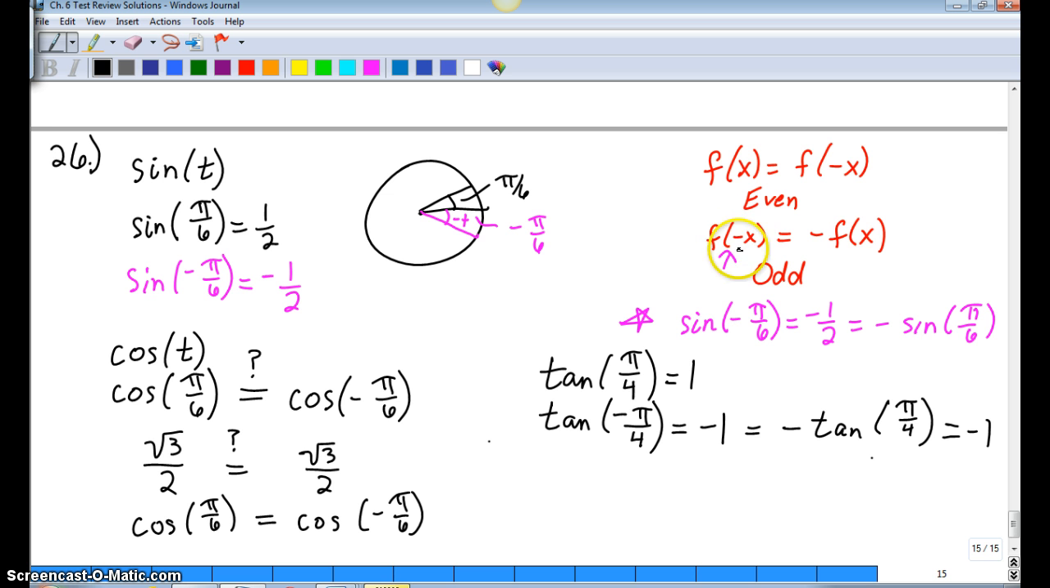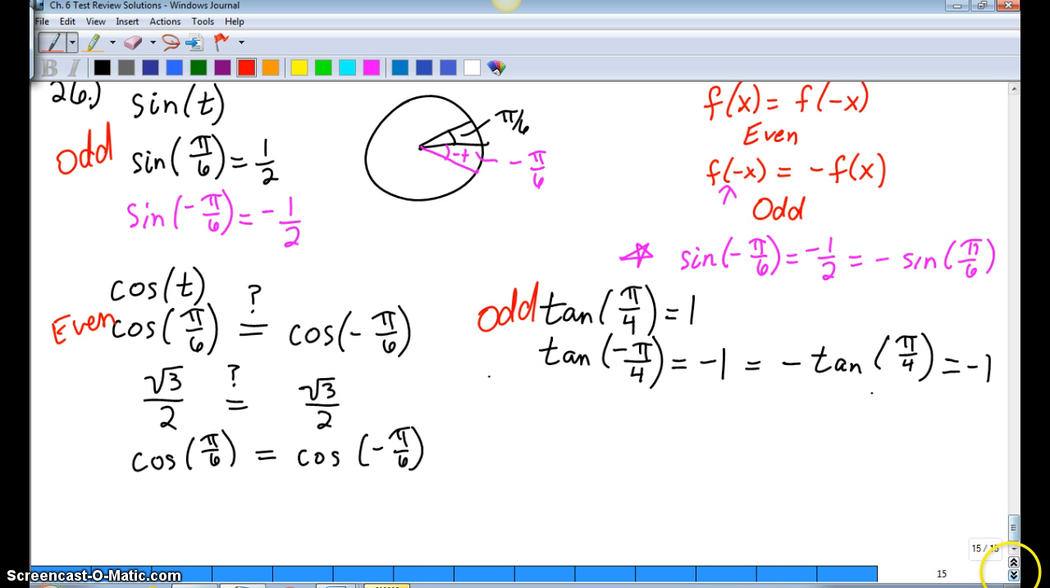F of negative x is right here, tangent of negative pi over 4, and that is in fact equal to the negative of f of x. Negative f of x, which is tangent pi over 4. So tangent is odd. Let's write those up. Odd, cosine even, tangent odd. Okay, so that's how you do those.